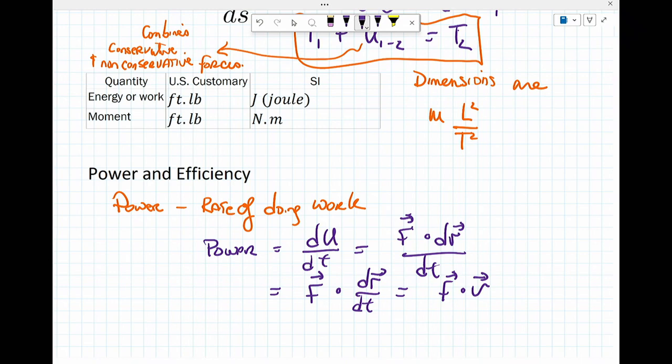If you look at power, it's the rate of doing work. And if you take the definition of work, you can say it's F dotted with dr dt over dt. You can rewrite that as F dotted with dr dt, and dr dt is just velocity. So force times velocity gives you the amount of power that you're using.